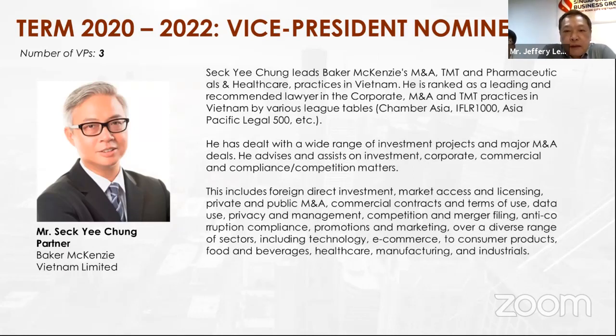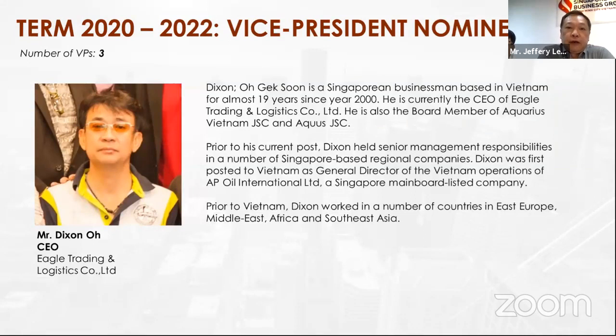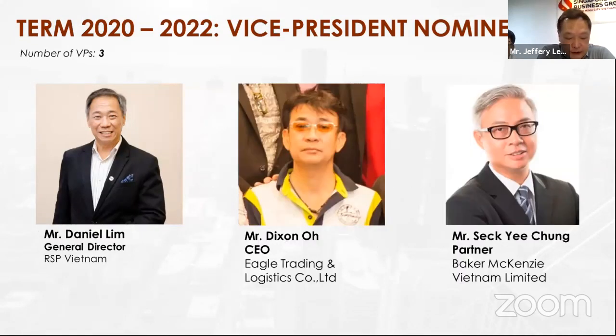Okay, so likewise for the position of president, we have only 3 nominees for the 3 vice president positions. So I announce that Mr. Daniel Lim, Mr. Dixon Oh, and Mr. Sek Yi Chung have been returned as vice presidents of the Singapore Business Group for the term year 2020 until the year 2022. Now we proceed to the next position.